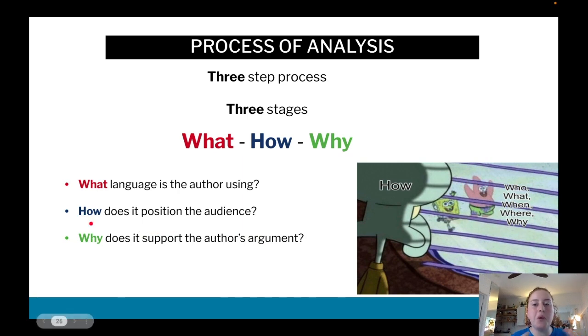Here, with the how and the why, we are drawing out the views and values. What is the author saying about the world around them? Why does it support their argument? What are they saying there? And how does it position the audience? Or how does it leave the audience thinking about what they should do with themselves? Whether it's love, whether it's hate that makes the world go round, okay?